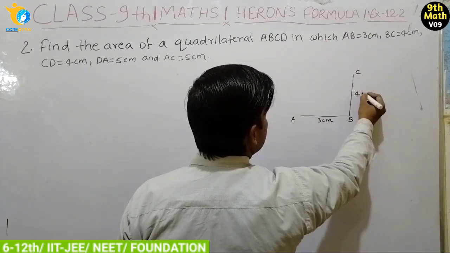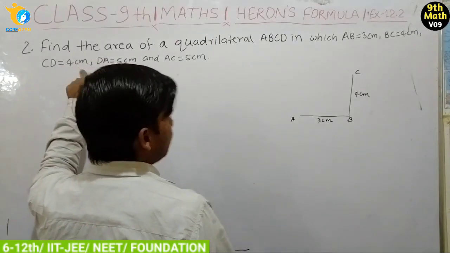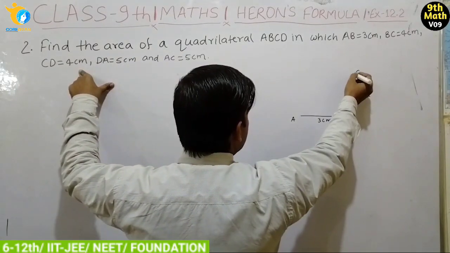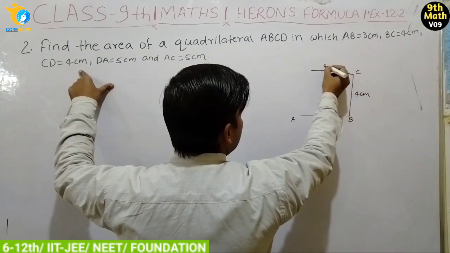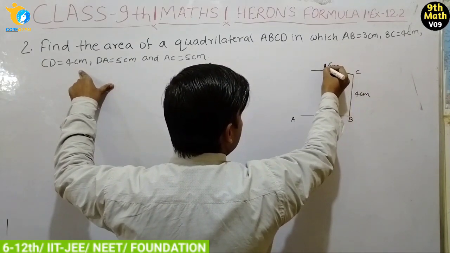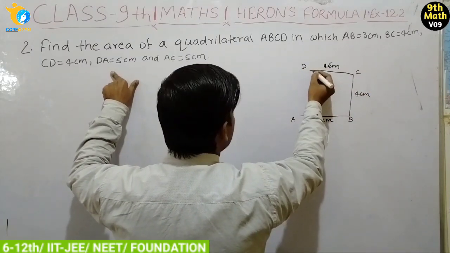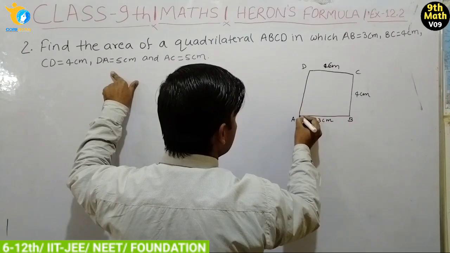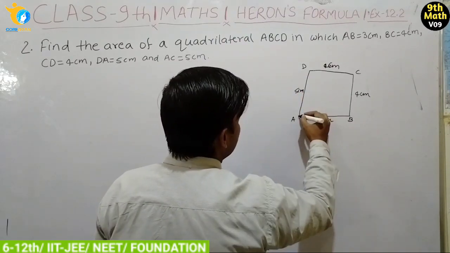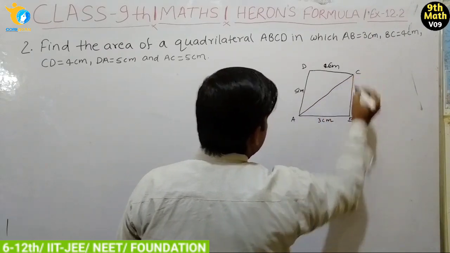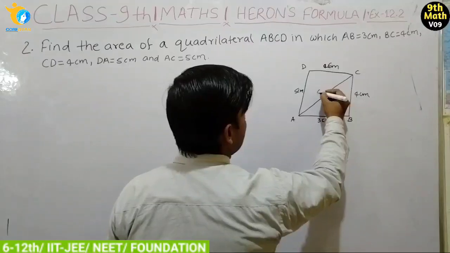BC is equal to 4 centimeter and CD is equal to 4 centimeter. DA is equal to 5 centimeter, and then also the diagonal AC is given here. AC is equal to 5 centimeter.